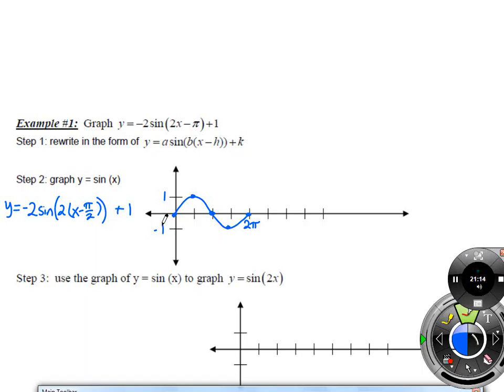All right, so the next thing says to graph this. Okay, so this 2 is going to do what to our graph?